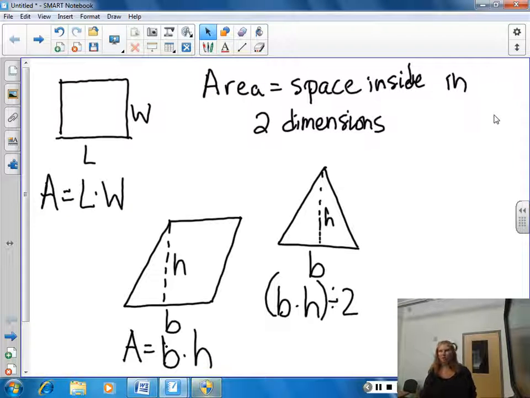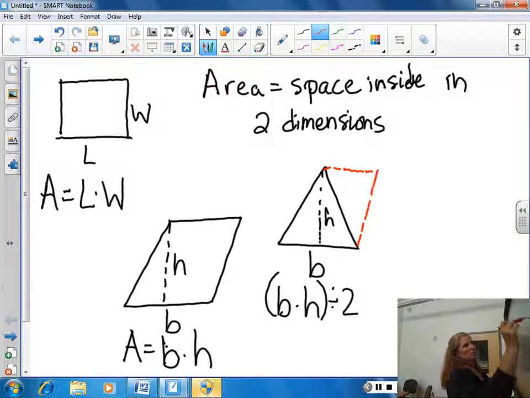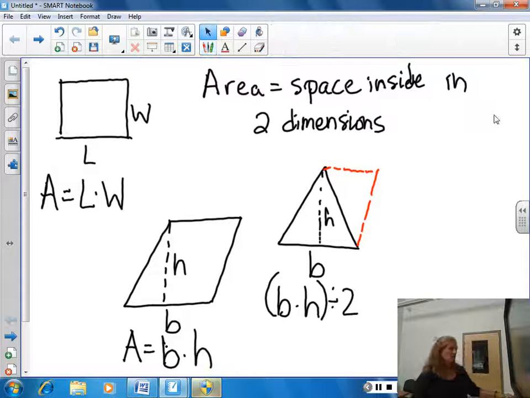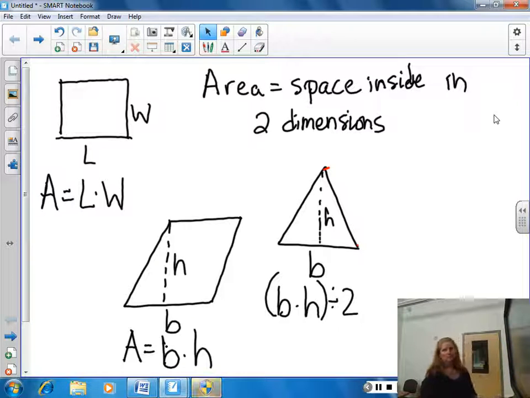Why is that? Well, because every triangle is half of a parallelogram. If we continued this parallelogram over, this triangle over, and kind of doubled it, we'd have a parallelogram. So that triangle is half a parallelogram. And all triangles are half a parallelogram. That's why we just take the base times height that we have here, but we cut it in half because we're missing half our parallelogram. That really is what happened. We're just missing half of it, so we just divide it by 2.